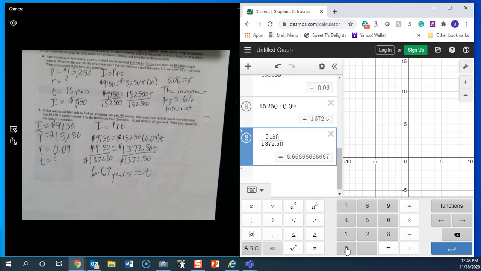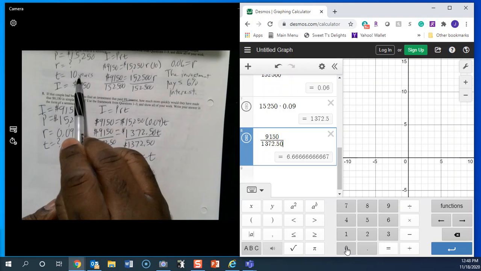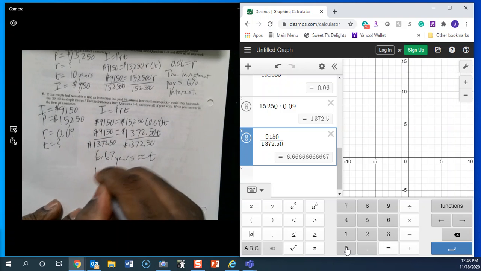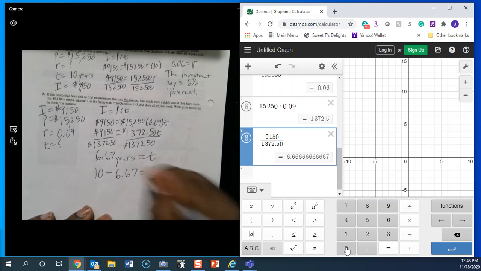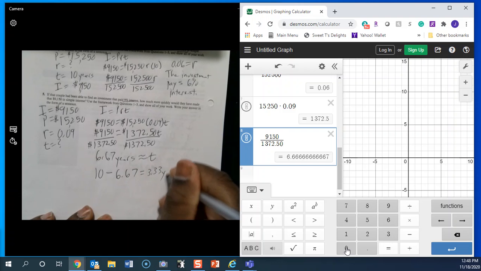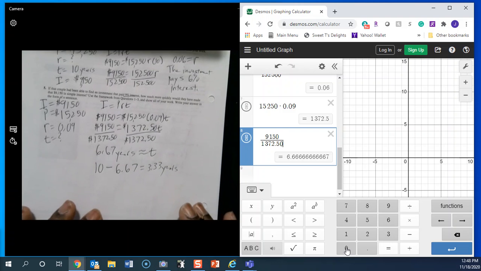Now it says, write your answer in the form of a sentence. It says how much more quickly would they have made that $9,150. To find out how much more quickly, we would have to take the time from the previous problem, which is 10 years, minus the 6.67, and that would give us 3.33 years. That's how much more quickly we would make that money.